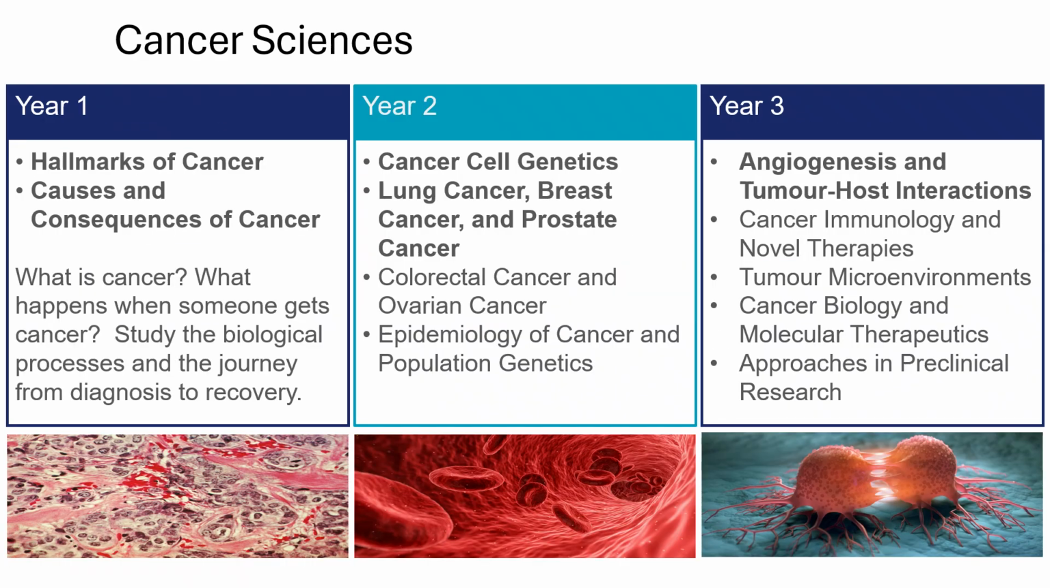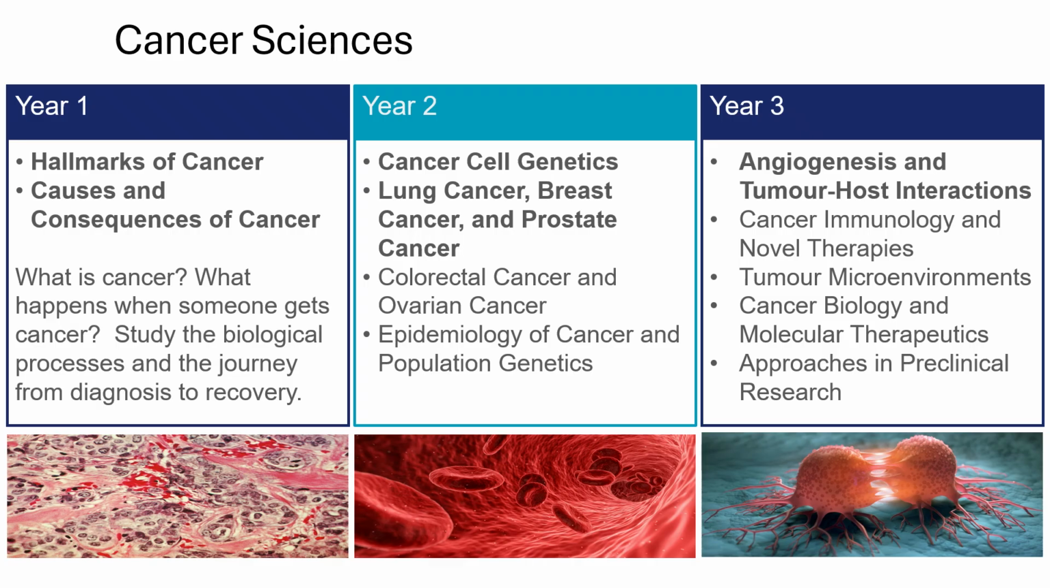We're going to be looking now at the cancer sciences subject. In year 1, you will have some core modules on hallmarks of cancer and causes and consequences of cancer. This is looking at what is cancer, what is the timeline from a person getting diagnosed to receiving treatment and recovery, how many different types of cancer there are, and so on.